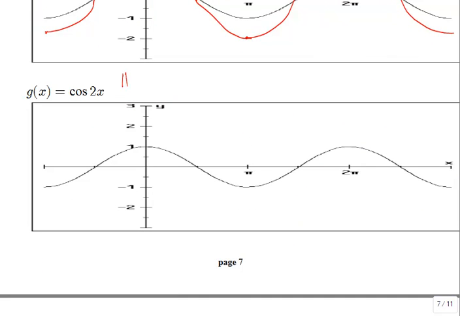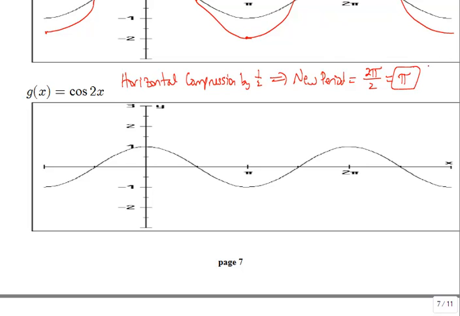Okay? Now what happens when we put that 2 next to the x? Then that becomes a horizontal compression because 2 is larger than 1. So this is a horizontal compression by a half, and that's important because that's going to give us a new period. So the formula still applies. It's 2 pi divided by whatever your b is, and in this problem my b is that 2. So I'm taking the normal period of 2 pi and I'm cutting it in half so it becomes just pi.